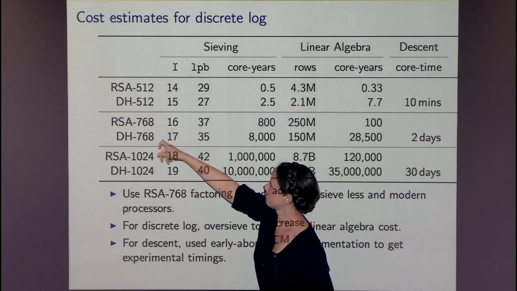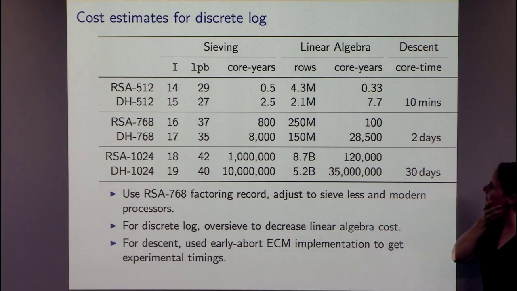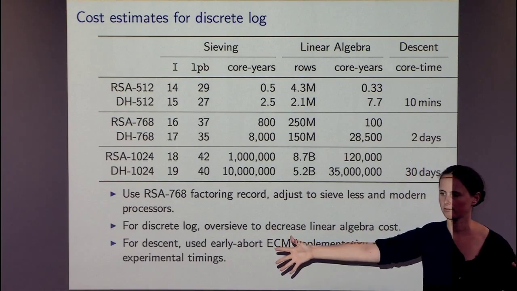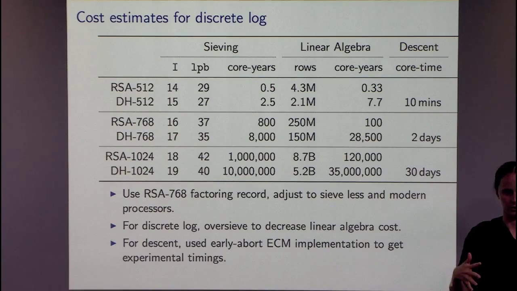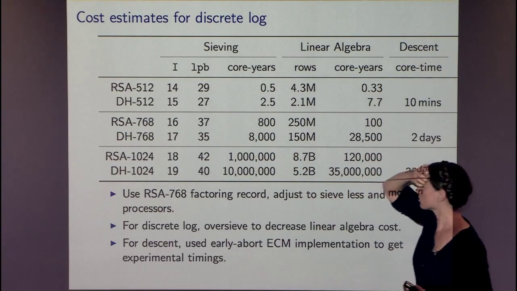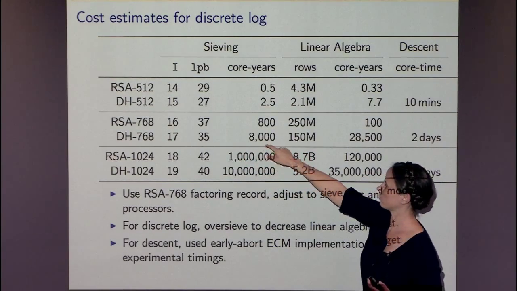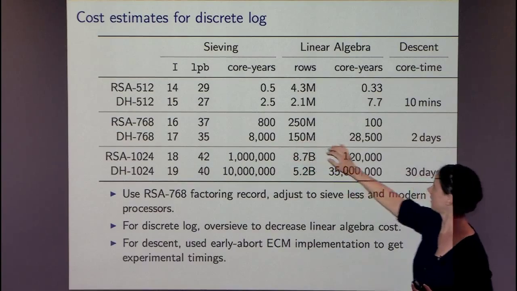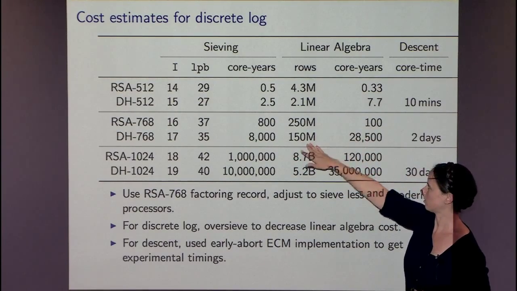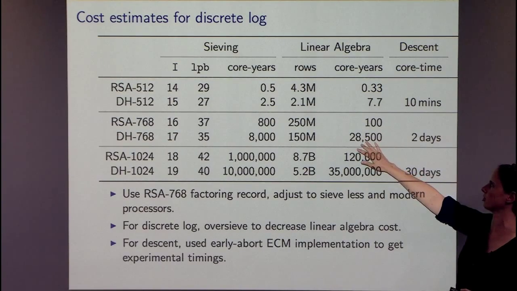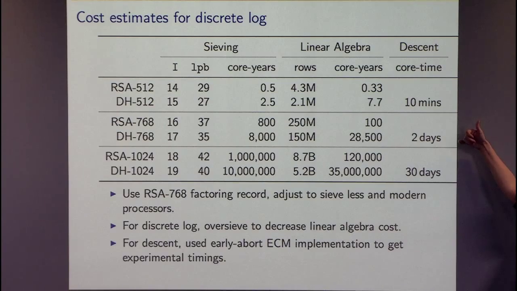To modify this number for Diffie-Hellman, as I said before, the linear algebra is way more expensive, so we want to do more work in the sieving phase in order to reduce our workload in the linear algebra phase. There's a limit to how far you can push this. This number says we do 10 times as much sieving and decrease the size of our matrix somewhat, and still the linear algebra is way more expensive. But we did some experiments, and the descent is about 2 core days. If you parallelize this, that is not so bad at all.